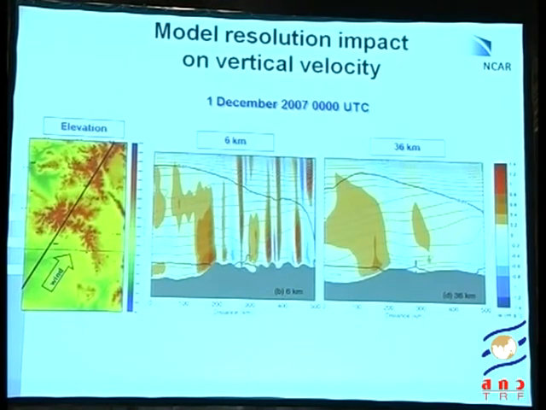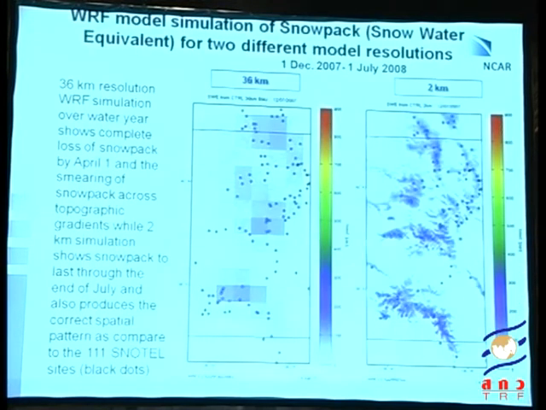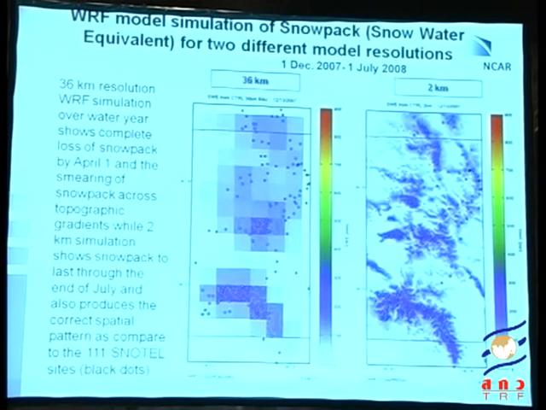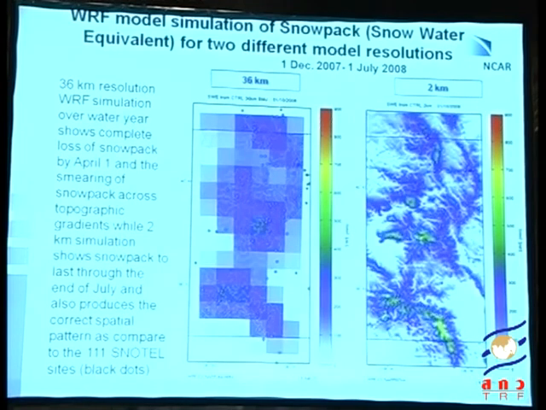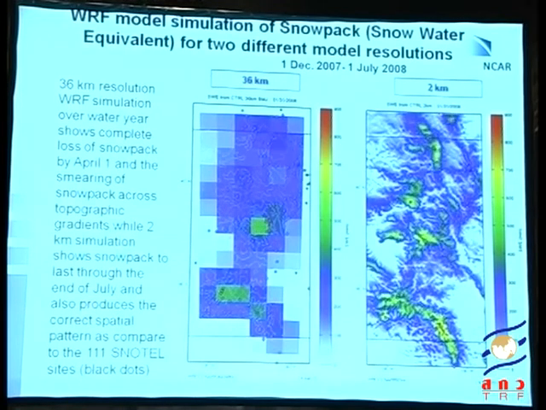So the driving force for precipitation is the vertical motion, and that is well captured when you get down to these high resolutions. So what's the difference with the 36 kilometer versus the 2 kilometer? Well, this is a movie of snowpack starting in December. We're now in January 18th. This is 36 kilometers. This is at 2 kilometers. This is now end of February.